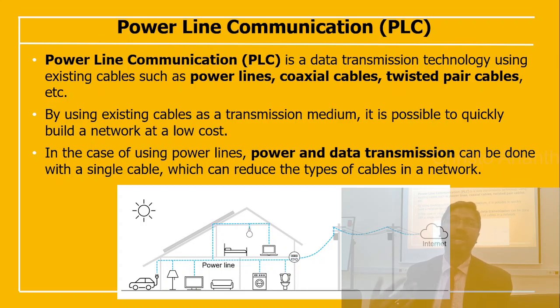If you are using power lines, power transmission as well as data transmission can be done with a single cable, so that can reduce the types of cables in the network. Here we have the power line: the car is charged, the lamp, the light, the TV, the washing machine, even the water heater, everything is charged and connected through the internet.